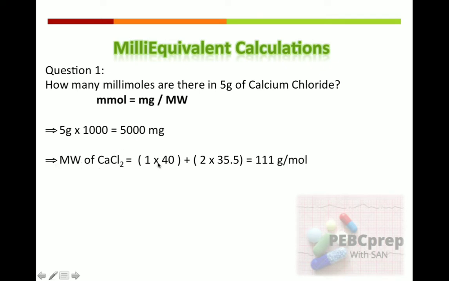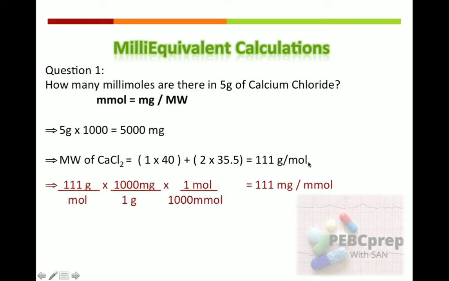Same as we did before, 1 atom of calcium multiplied by 40 plus 2 atoms of chloride multiplied by 35.5 is equal to 111 gram per mole. Now here please give attention to this step. We want everything in milligrams and millimoles, and here the molecular weight unit is gram per mole. So when we convert gram into milligram and mole into millimole, we have to multiply by 1000 and then divide by 1000.